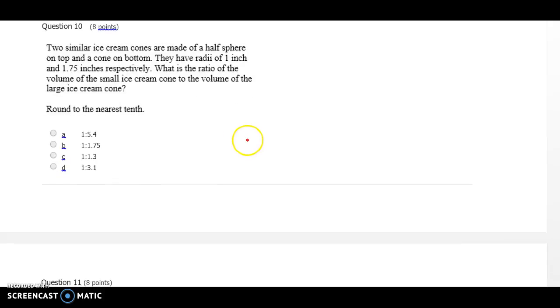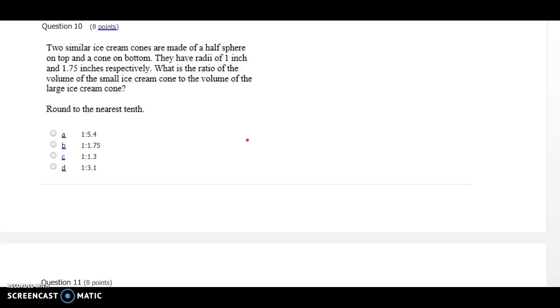Question 10. Question 10 says 2 similar ice cream cones. So we got some cones made of a half sphere on top and a cone on bottom. They have radii of 1 inch and 1.75 inches respectively. What is the ratio of the volume of the ice cream cone?